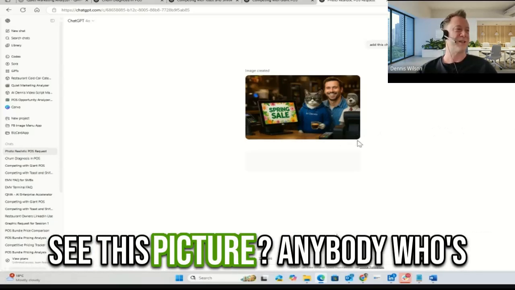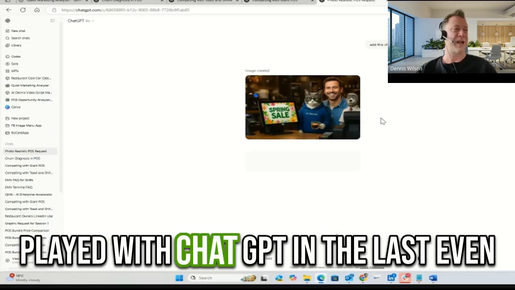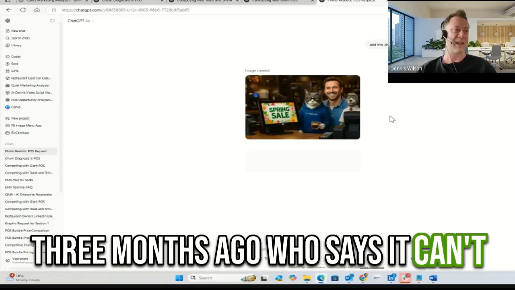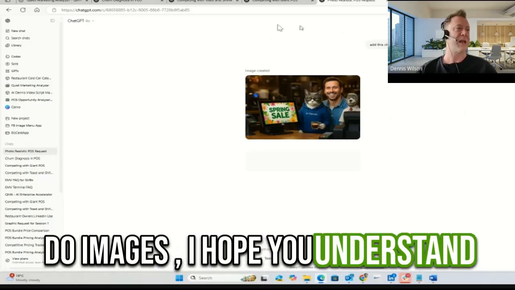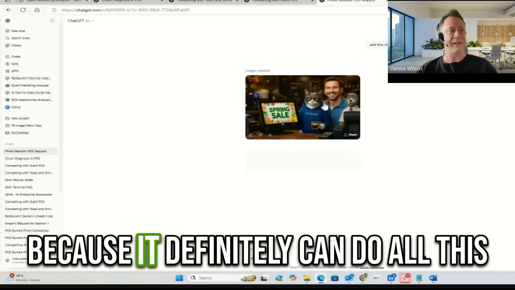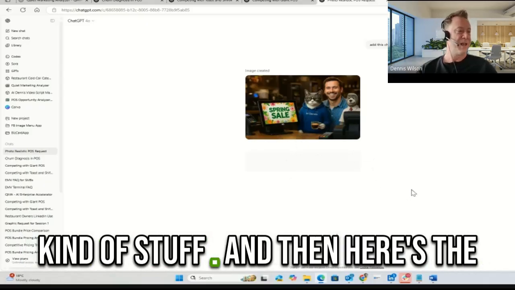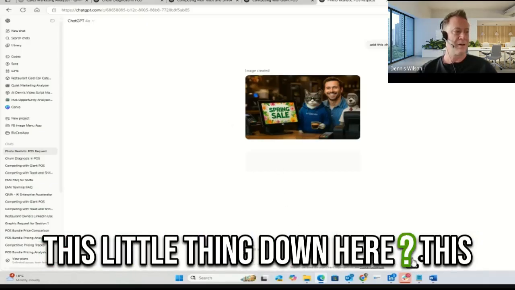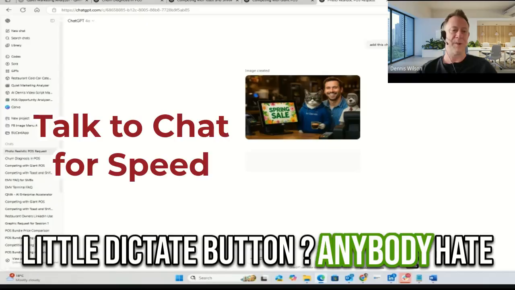Okay, do you see this picture? Anybody who's played with ChatGPT in the last even three months who says it can't do images, I hope you understand now that it's not chat, it's you, because it definitely can do all this kind of stuff. And then here's the other thing we could do. Ever see this little thing down here? This little dictate button? Anybody hate typing?